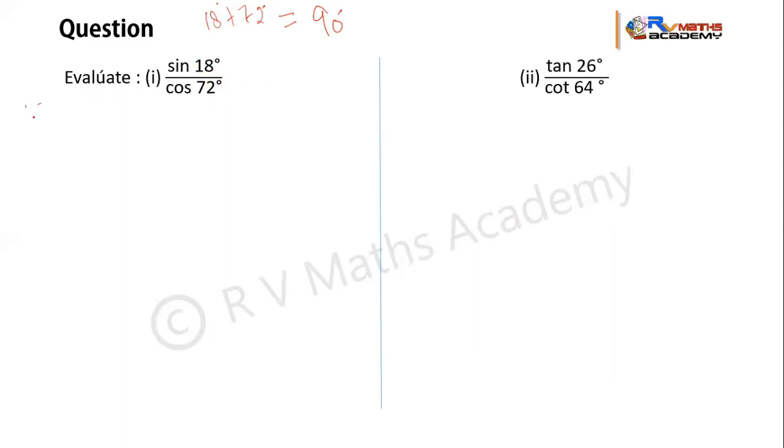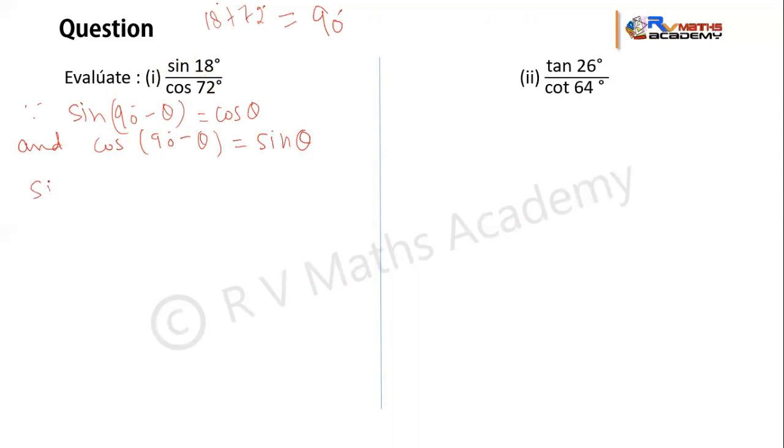We know that sin 90 degree minus theta is equal to cos theta, and cos 90 degree minus theta is equal to sin theta. Now you can change any one, either numerator or denominator, it's up to you. So here I'm changing the numerator.